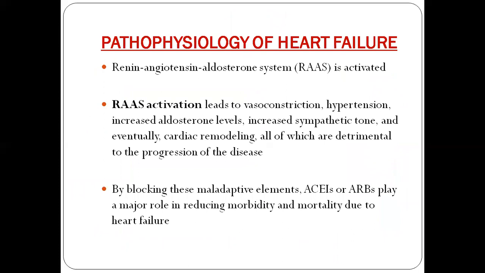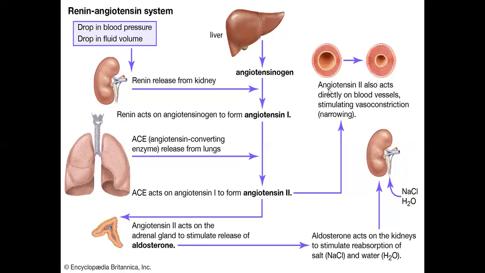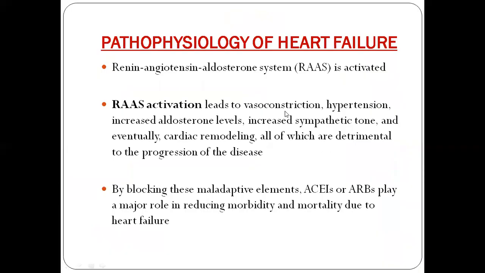What is the pathophysiology of heart failure? Whatever happens in heart failure leads to renin-angiotensin aldosterone activation. RAAS activation means increased aldosterone levels and increased angiotensin levels, which cause vasoconstriction and lead to an increase in blood pressure. Aldosterone also causes increased sodium and water reabsorption, which leads to more volume overload in heart failure. Vasoconstriction leads to hypertension. There is also increased sympathetic tone, which all eventually leads to cardiac remodeling, which is detrimental.